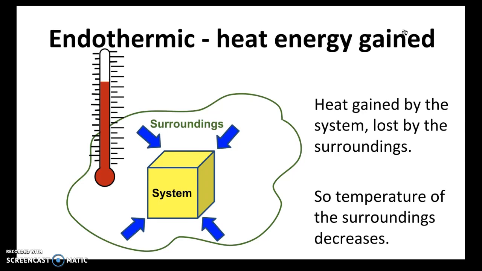For endothermic, it's the opposite: the energy is being transferred from the surroundings to the system. So the surroundings is losing heat energy and the system is gaining it. Because the surroundings is losing heat energy, it will feel colder. So if something feels cold to the touch during a chemical or physical change, we know that's endothermic, so heat or energy is going into the system.